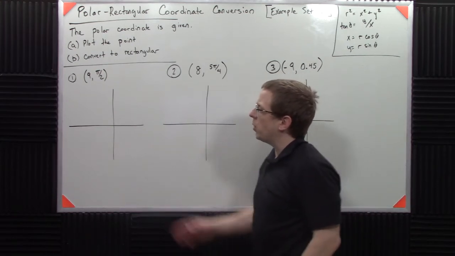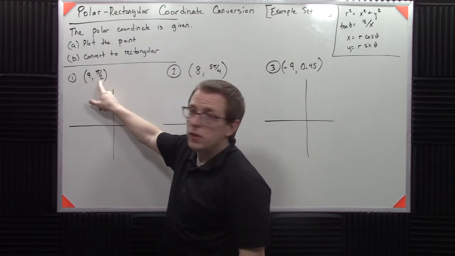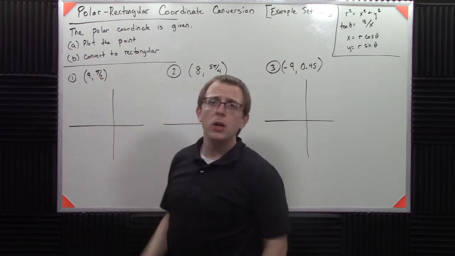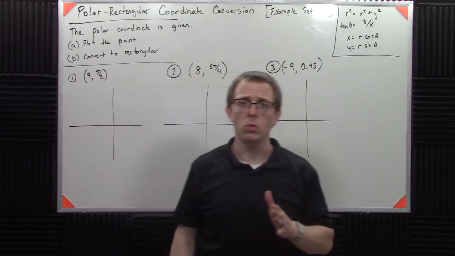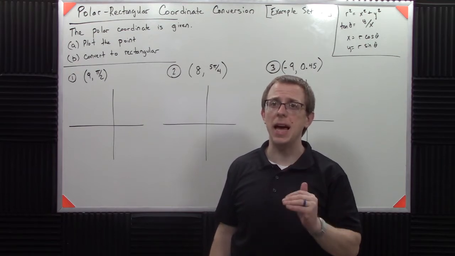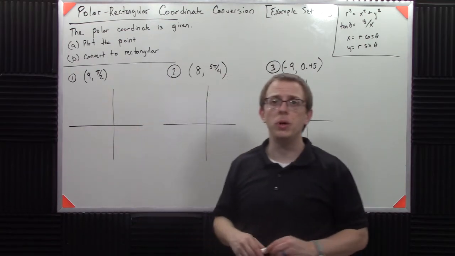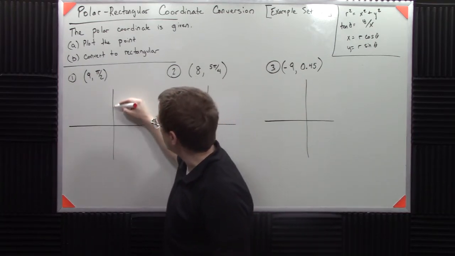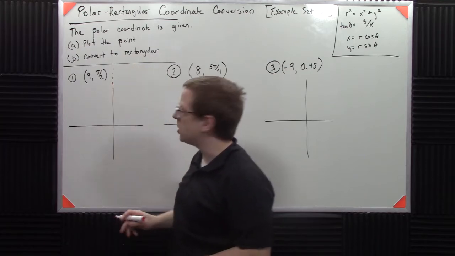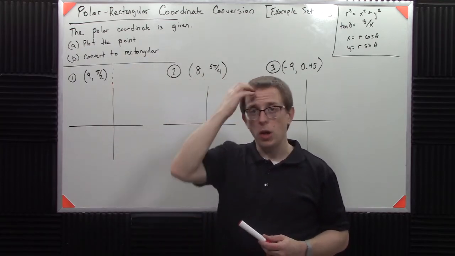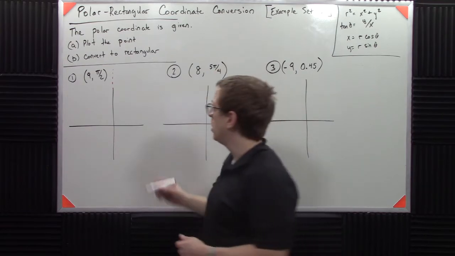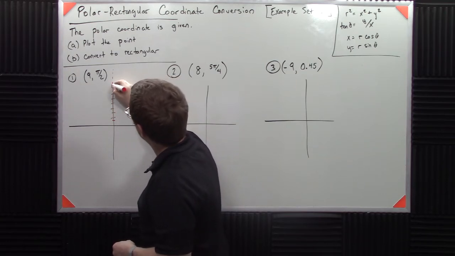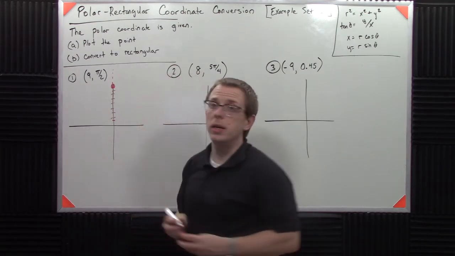The first thing you want to do is say, okay, this is r and this is theta. So this is your distance, this is your angle. The first thing you want to do is find the angle. Don't worry about the distance part yet. Find the angle. So the angle is pi over 2. Now if I'm looking at a standard coordinate, pi over 2 is a quarter turn up, so it's along this axis. And what I want to do is go 9 units in that direction. So 1, 2, 3, 4, 5, 6, 7, 8, 9. That's your point, 9, pi over 2.